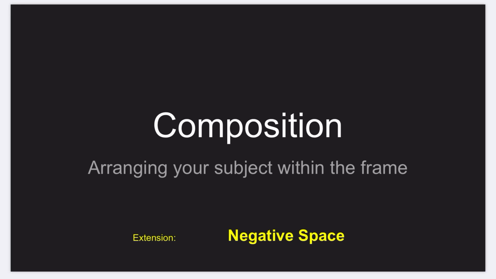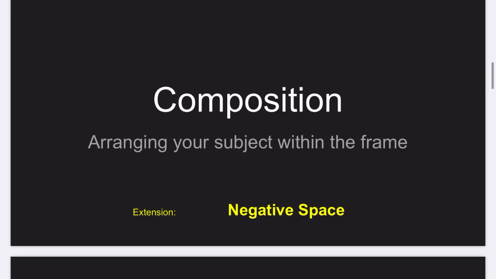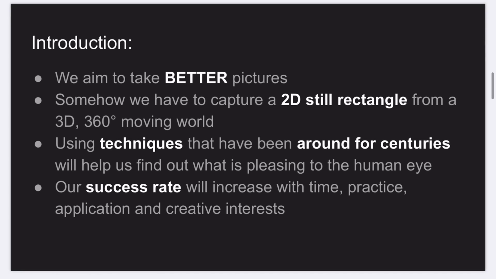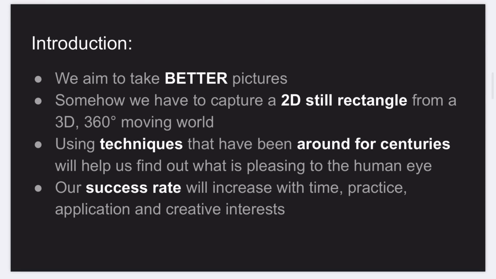My name is Mr. Wellsford and today we are going to look at composition, arranging your subject within the frame. And to extend that idea, if you've done that before or you know what we're doing, we are going to look at negative space. Okay, right, so we'll move straight into it. Let's get going. So obviously our aim is to take better pictures than we were before.